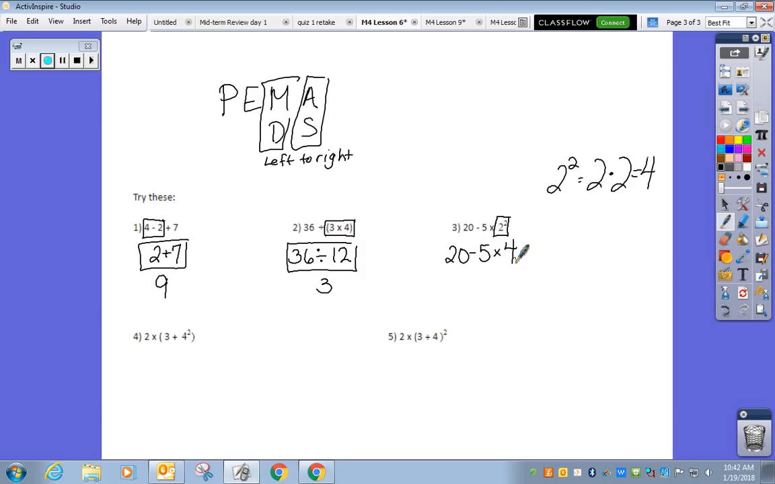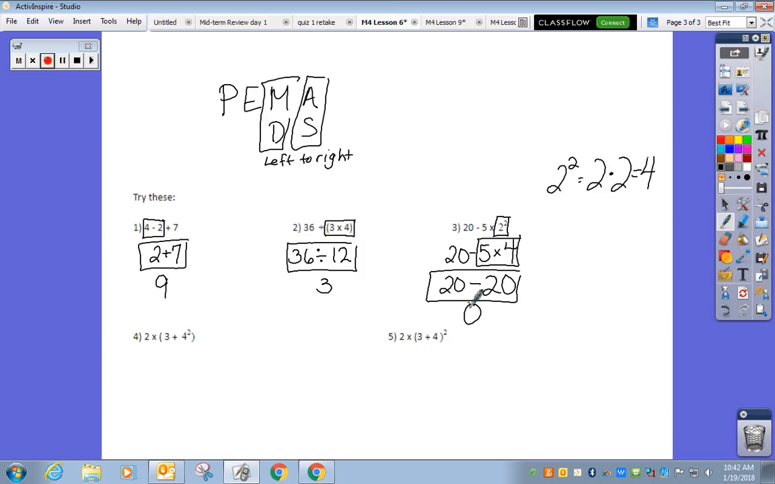with subtraction and multiplication. So if I look, multiplication comes before subtraction. So I'll box in my multiplication problem, copy down the 20 minus. 5 times 4 is 20. Last step, 20 minus 20 gives me 0.